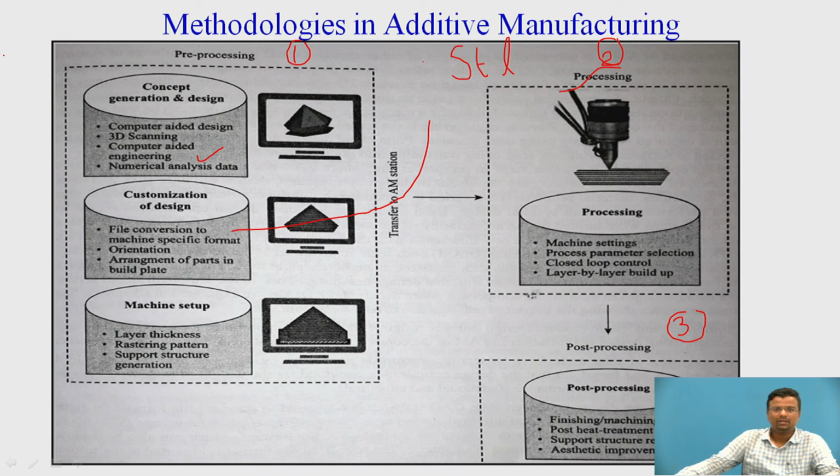After that, in the processing stage, the main component is developed with the help of the layer by layer approach. In the post processing, some processes may be required, for example, removing the support structure with the help of pliers, or providing some surface finishing processes to improve the aesthetic of the component so that the end product may be used by the customer with proper satisfaction.